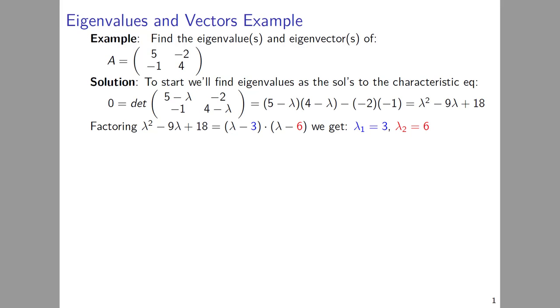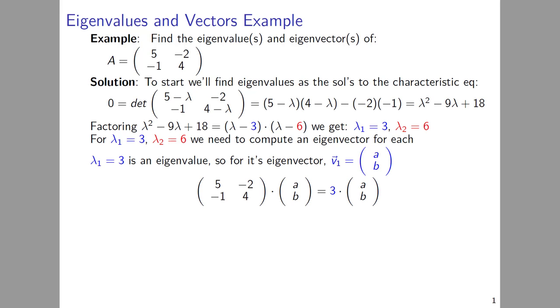Now we can factor this quadratic as lambda minus 3 times lambda minus 6. And since we want it equal to 0, we get that our eigenvalues are lambda 1 equals 3 and lambda 2 equals 6. Now that we have found our eigenvalues, we need to compute an eigenvector for each one of them. Let's start with lambda 1 equals 3.